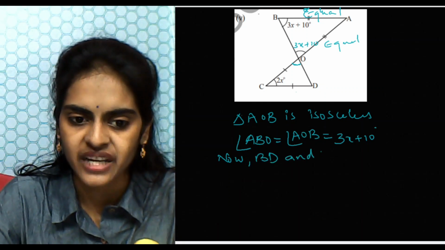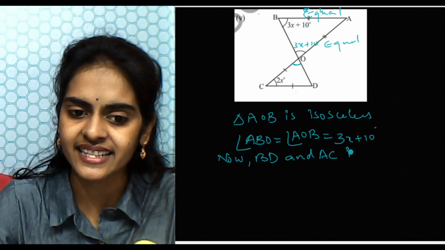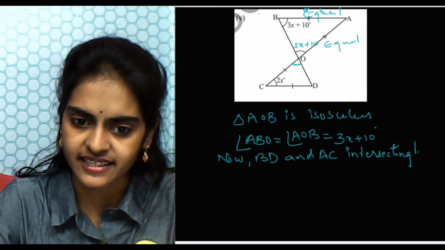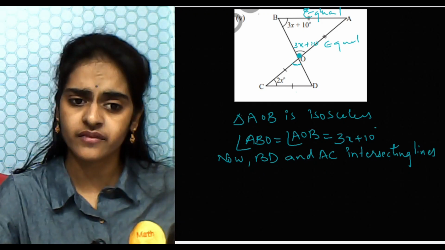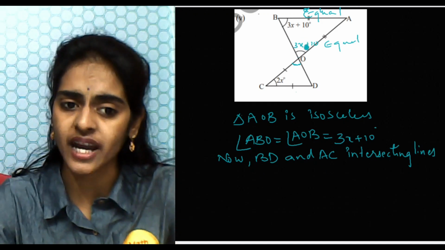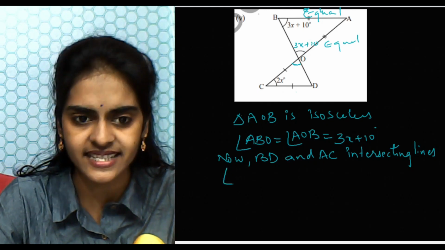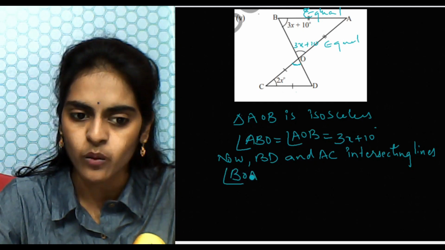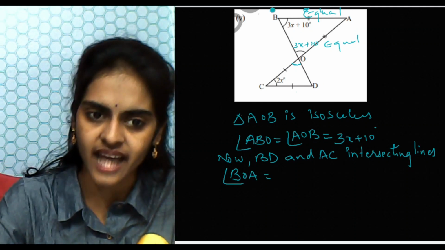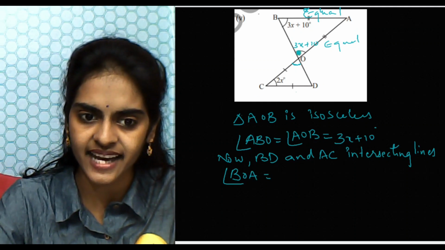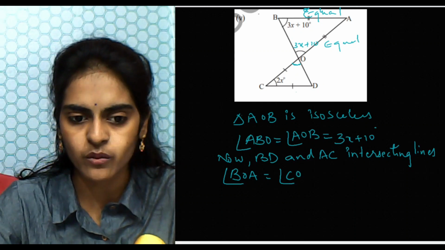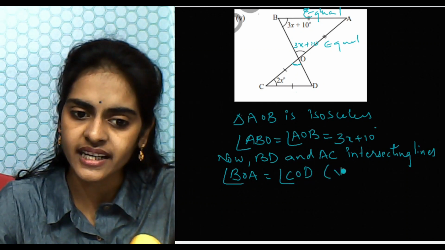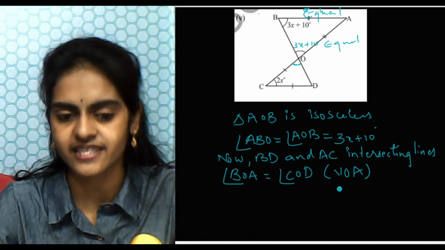BD and AC are what? They are intersecting lines. So what can you say about this angle? These two angles are vertically opposite angles, isn't it? So angle BOA, you have learnt in your class 7, vertically opposite angles are equal. Angle BOA, this angle, and angle COD: angle BOA is equal to angle COD. Why? Because they are vertically opposite angles.